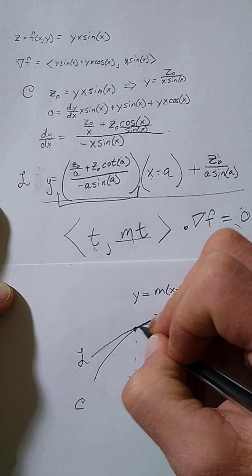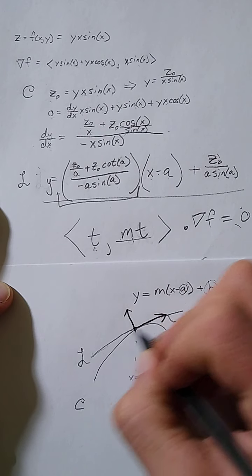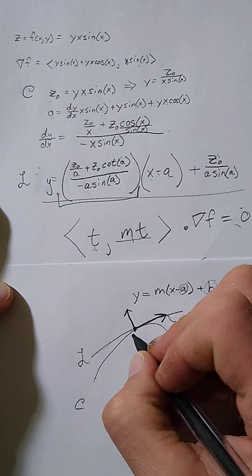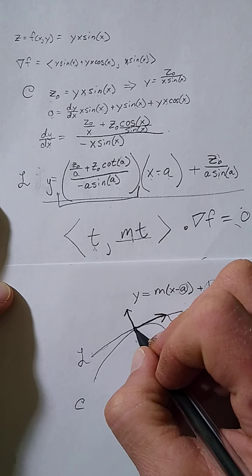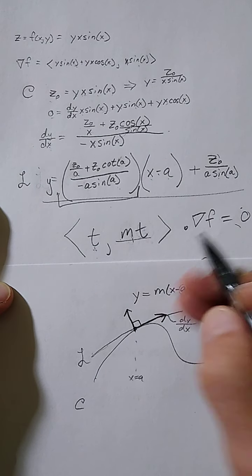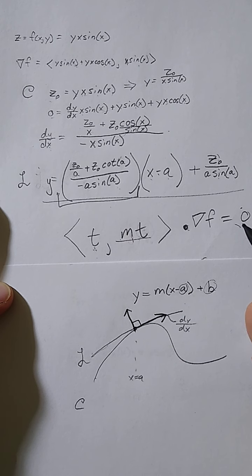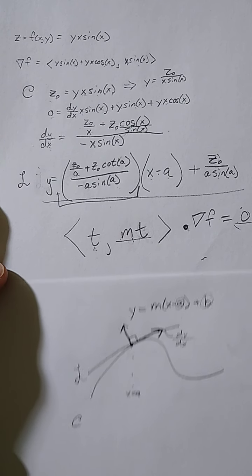I have a gradient vector. We know the gradient should be perpendicular to a level curve. The tangent points in the same direction, sort of, as the level curve right at that spot. So those two should be orthogonal. So therefore, if I consider their dot product, that should be 0. We won't work through that entirely.